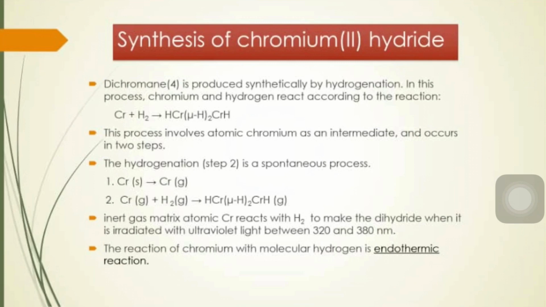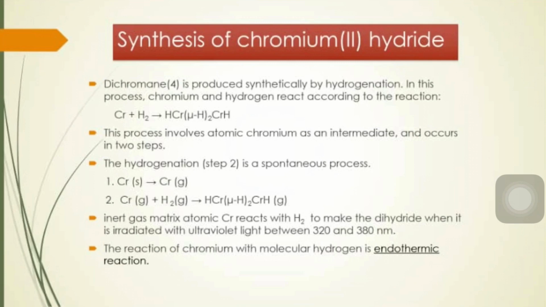This process involves atomic chromium as an intermediate and occurs in two steps. The hydrogenation in step 2 is a spontaneous process. First, chromium in solid state is converted into chromium in gaseous state. Second, chromium in gaseous state reacts with hydrogen in gaseous state, forming chromium 2 hydride.